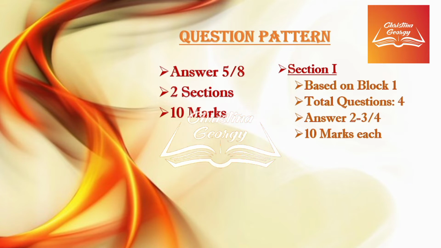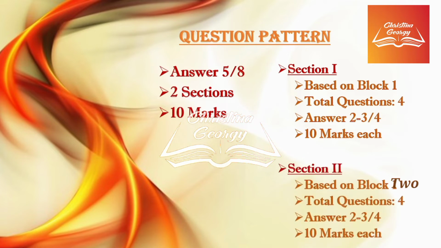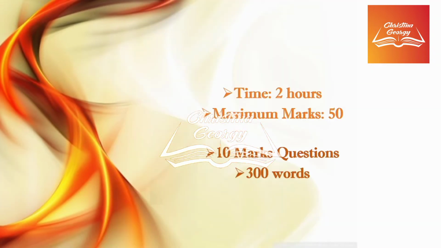That is, from section 1, which is based on block 1, there will be 4 questions in total, out of which you should answer 2 or 3 questions of 10 marks each. What if you attend 2 questions from section 1? You will be asked to write 3 questions from section 2. So if in case you already wrote 3 from section 1, you just have to write 2 from section 2. I hope I made it clear to you.